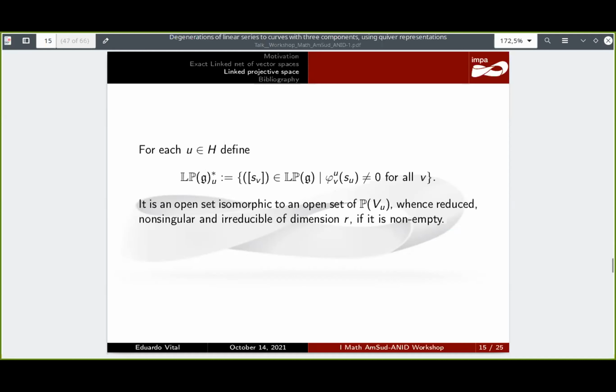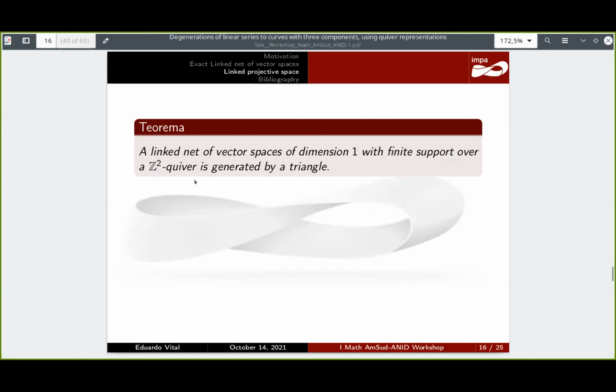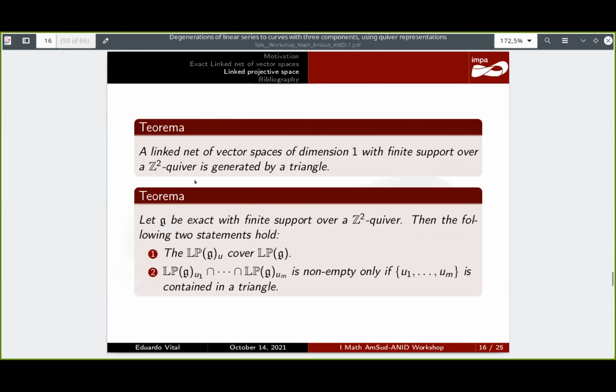Because if some of this map here from U to S is 0, then this LPG U star is empty. All right, so we must consider the case when this open is empty. So we define LPGU as the Zariski closure inside LPG of this open, and you use the following two theorems, right?